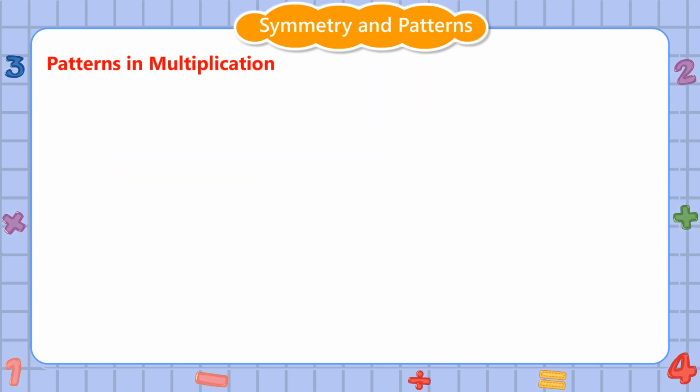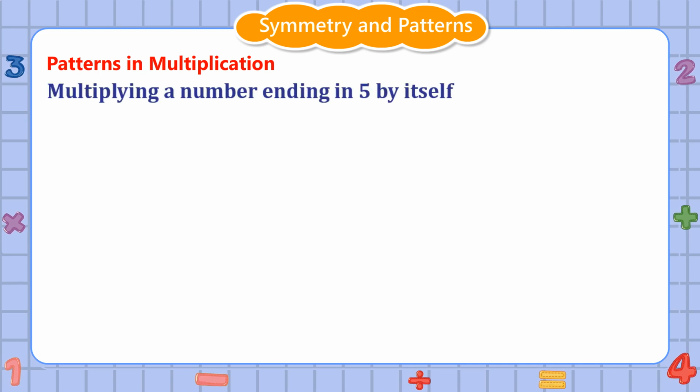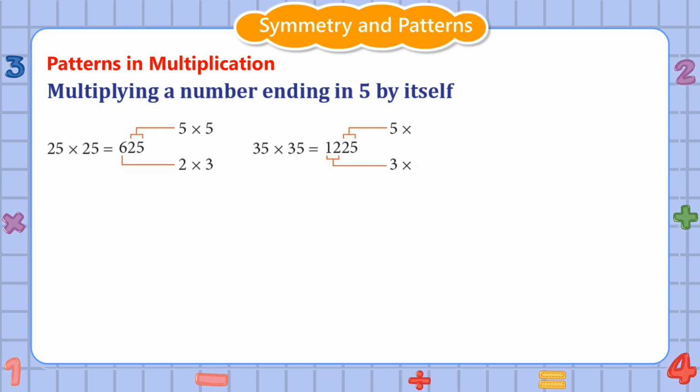Patterns in multiplication. Multiplying a number ending in 5 by itself. 25 multiplied by 25 is equal to 625. 6 is 2 multiplied by 3. 25 is 5 multiplied by 5. 35 multiplied by 35 is equal to 1225. 12 is 3 multiplied by 4.